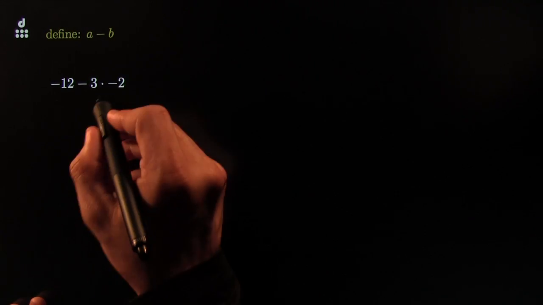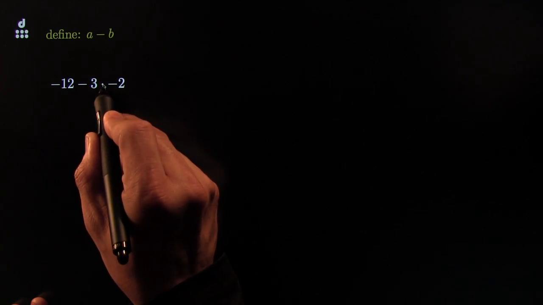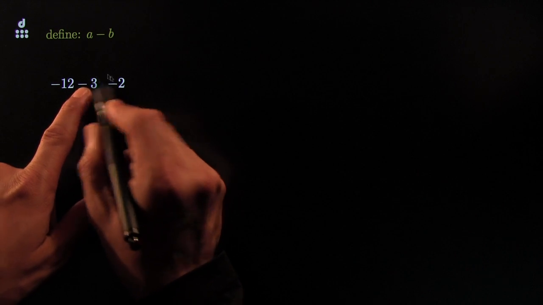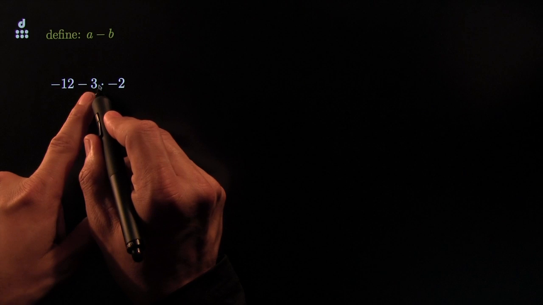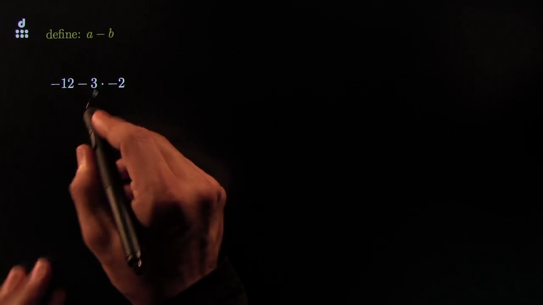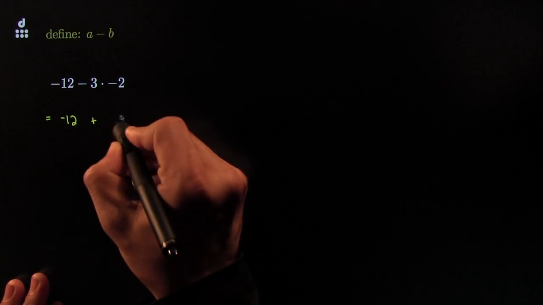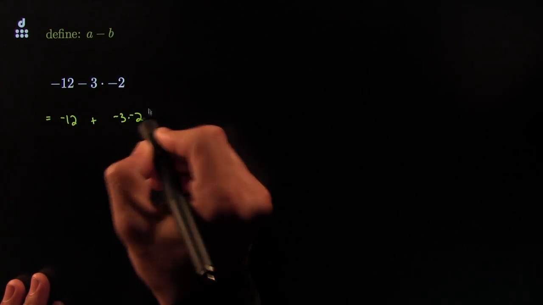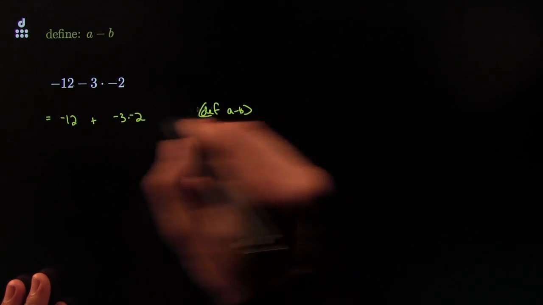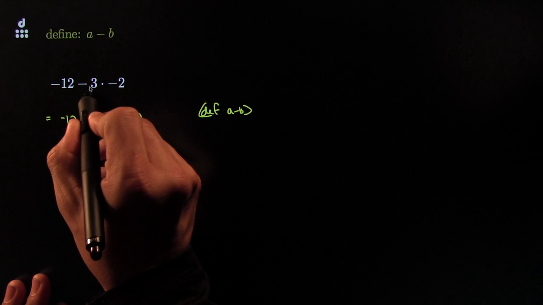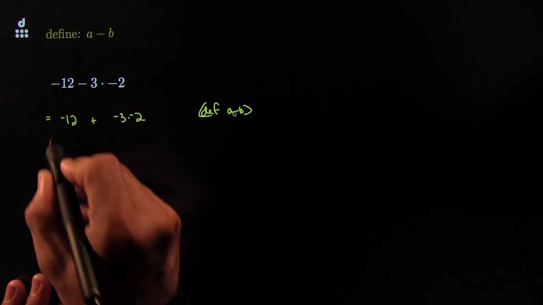Maybe try another example. Here we've got to be careful. I have 12 minus 3 times negative 2. That times glues it together, so this is one term, one item, one term. This is not 12 minus 3 and then times negative 2. These two are glued together, inseparable. First thing I do is I say, you know what, I don't really like subtraction. I like addition. So this is by definition of A minus B. You can replace this with a plus and attach the negative to the actual number that's right next to it. That's the definition of subtraction.